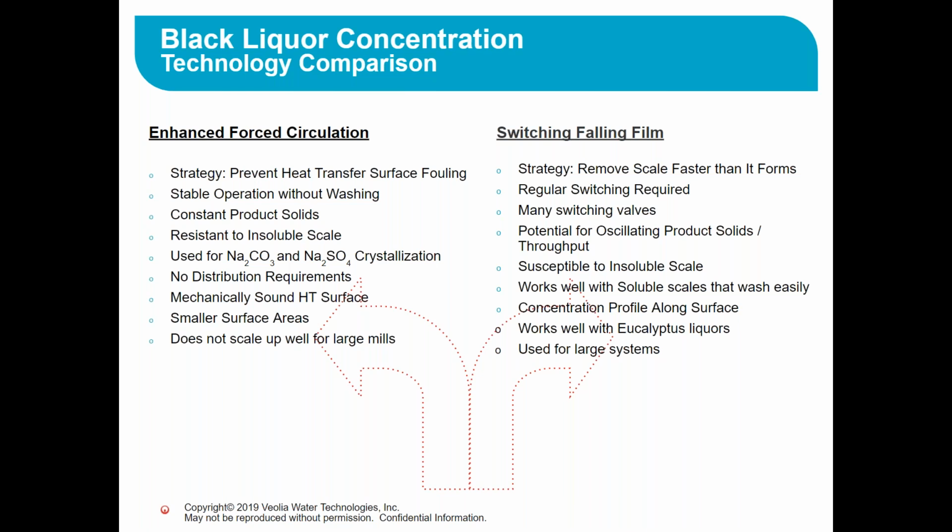But for a lot of these mills around the world where you have a scale that washes easily, it works very well, such as for eucalyptus liquors. And it also scales up very well, so all of the large systems in the world have that because it's not practical to do an enhanced force circulation for some of these giant mills that are being built around the world.